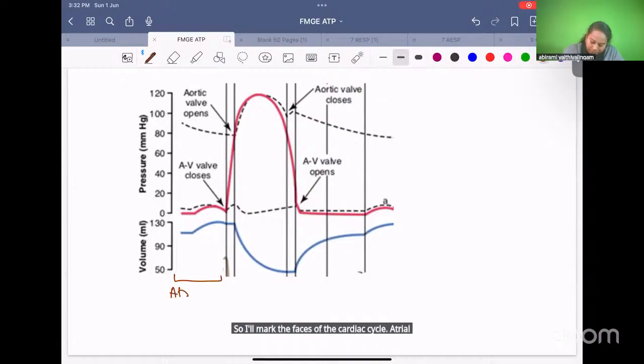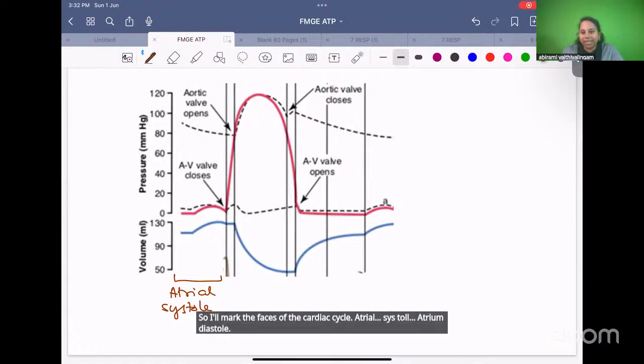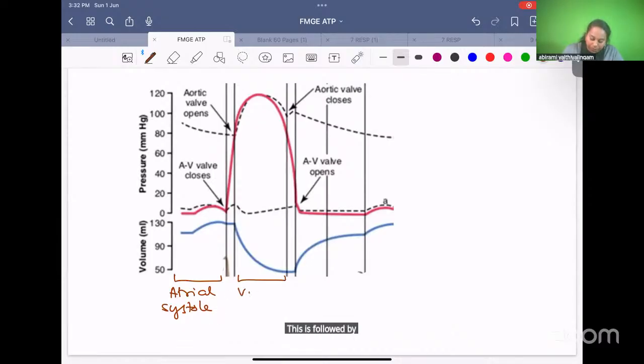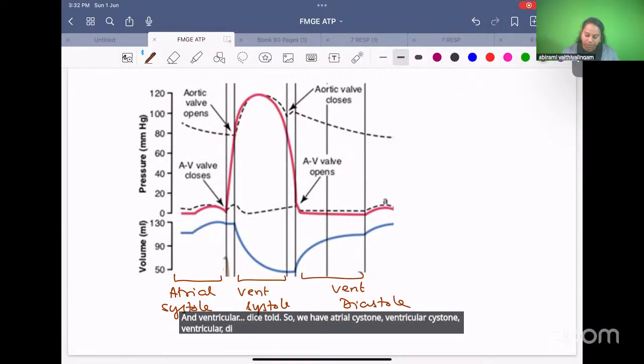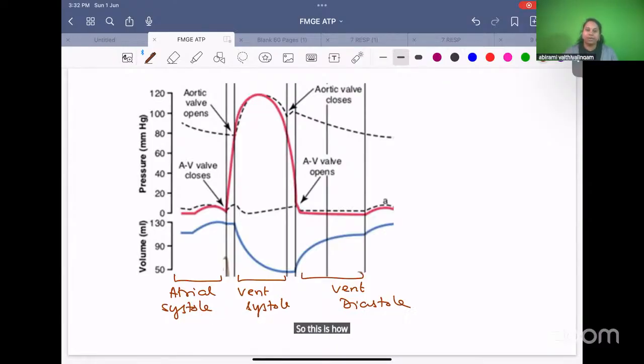Atrial systole, atrial diastole. Atrial diastole is very insignificant, so you leave it. This is followed by ventricular systole and ventricular diastole. So we have atrial systole, ventricular systole, ventricular diastole. This is how we identify the phases of the cardiac cycle.